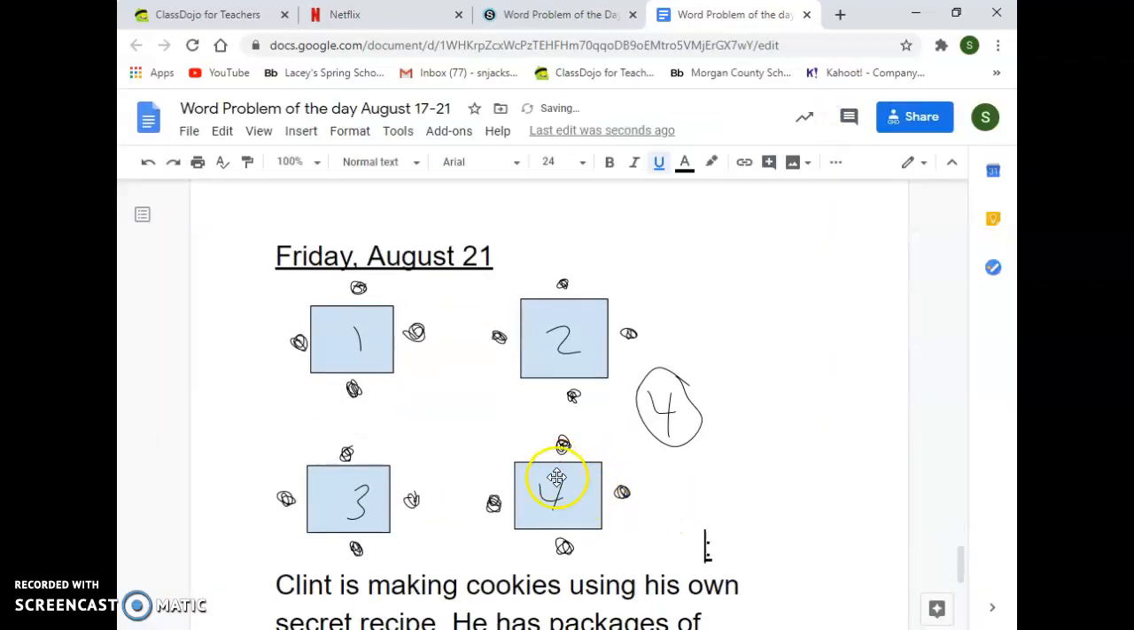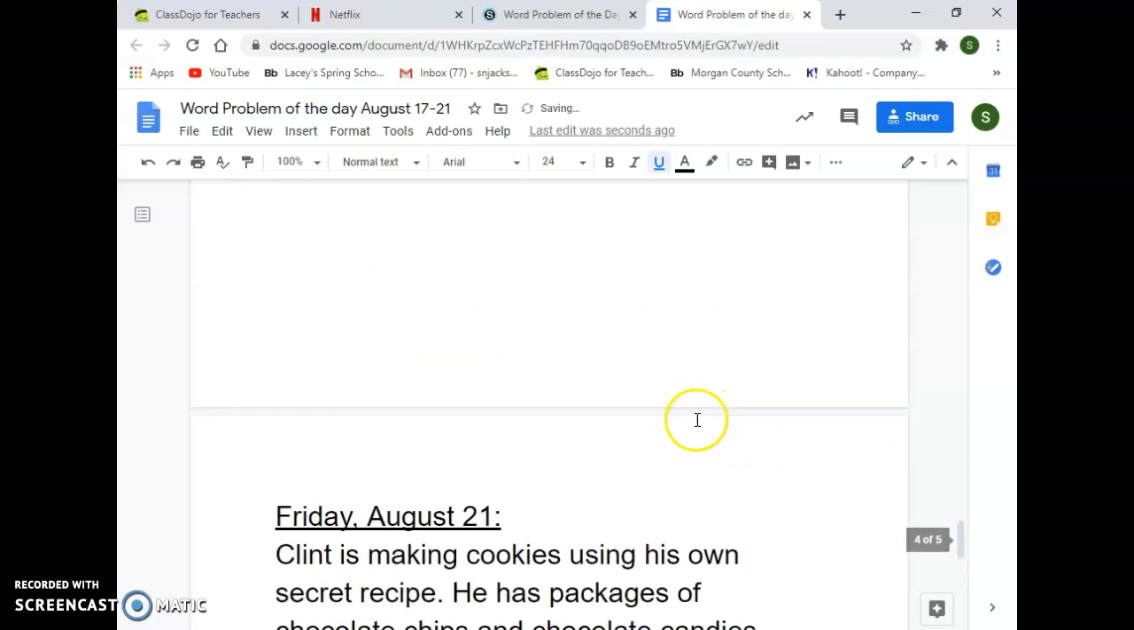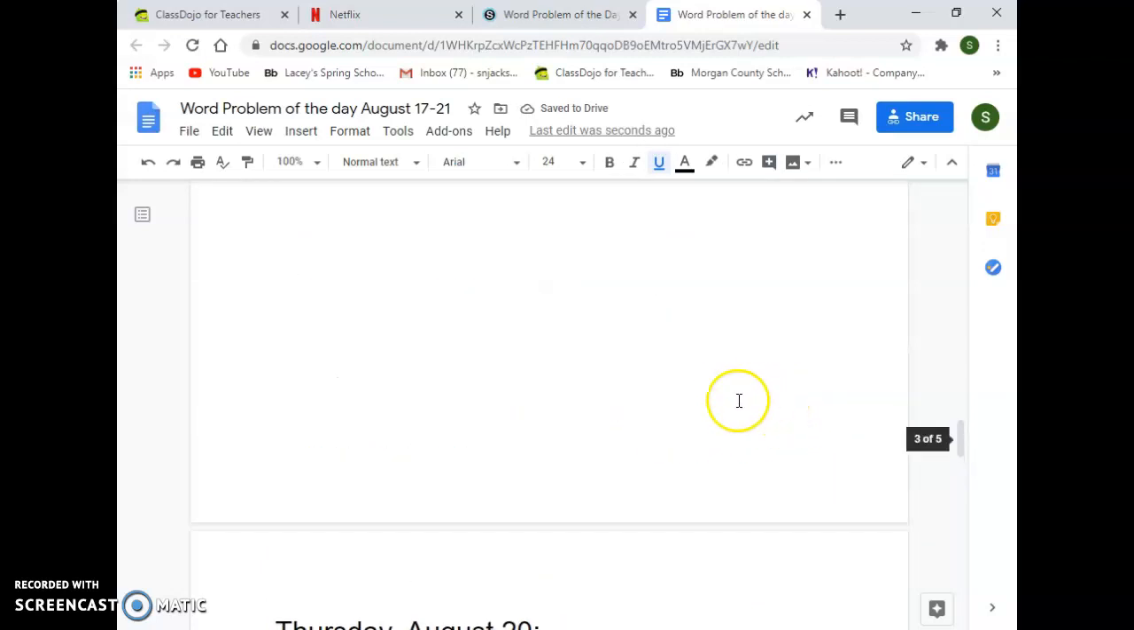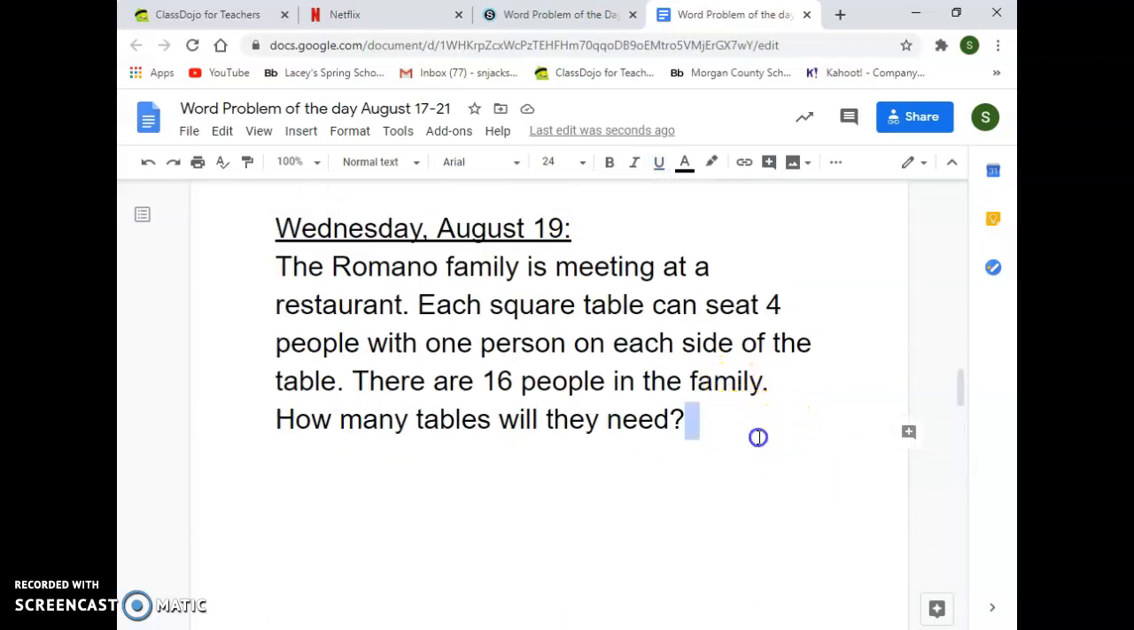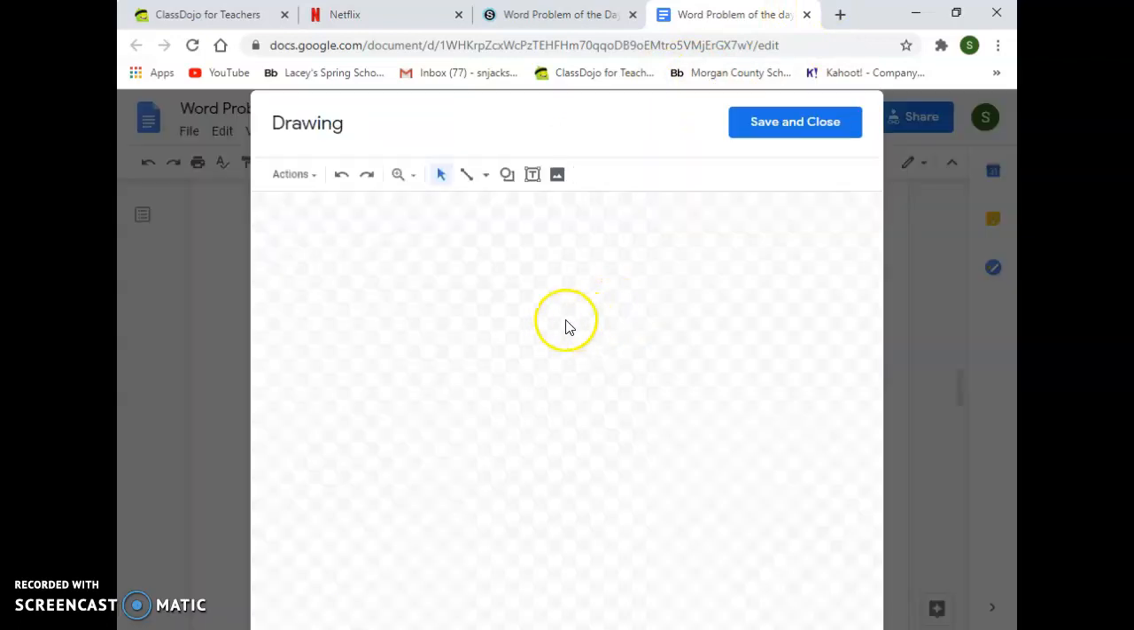Good deal. There's also another way that I could have done this one. So I'm going to go back in and do it the other way. Let me go up to the top and insert a drawing. New. Okay, the Romano family is eating at a table. Each table can sit 4 people with 1 person on each side of the table. There are 16 people in the family. How many tables will they need?